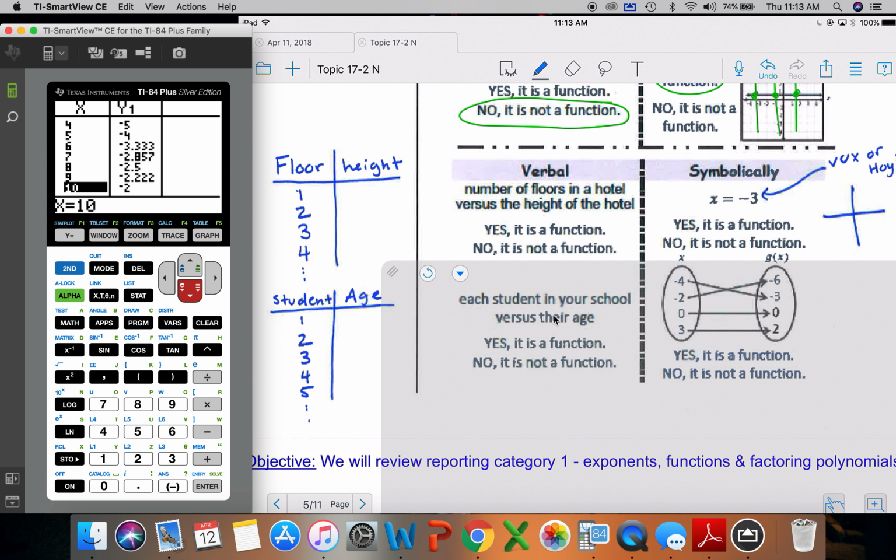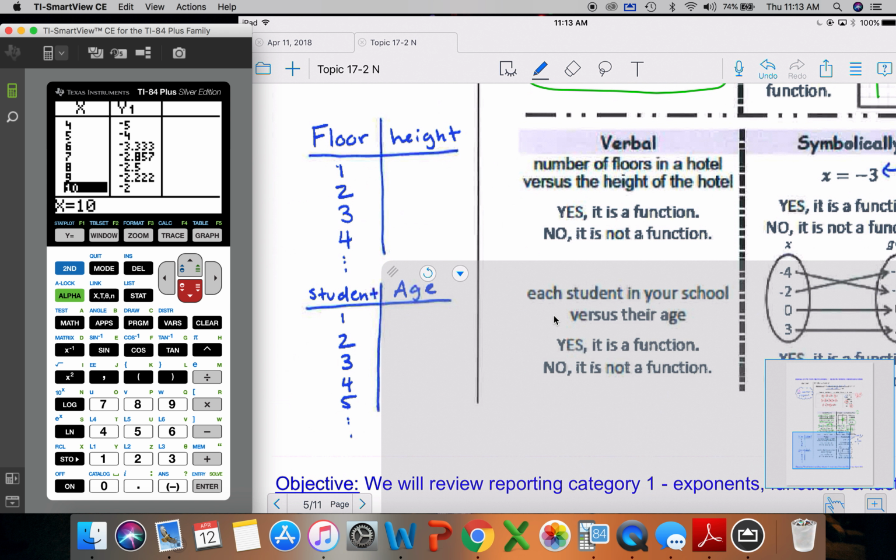So now let's look at the verbal. On the verbal parts, we're looking at the number of floors in a hotel versus the height of the hotel. So we're trying to determine if this is or is not a function. So we have different floors: floor 1, floor 2, floor 3, floor 4. And let's say when you're on floor 1, you haven't gone anywhere. It's ground level. Floor 2, you go up 5 feet. Floor 3, you go up 10. And maybe floor 4 is at 15. I'm just completely making these numbers up.